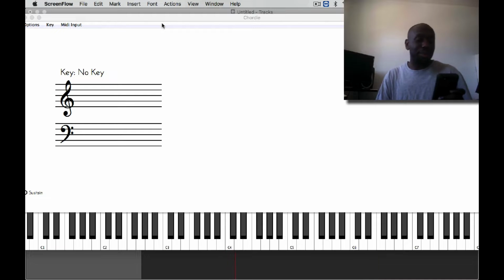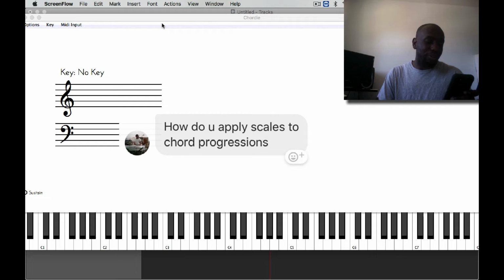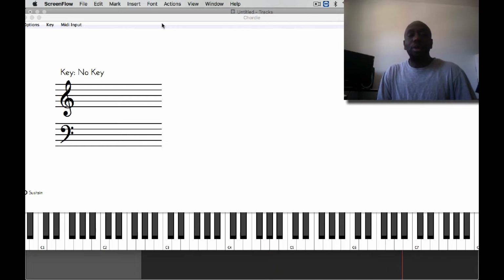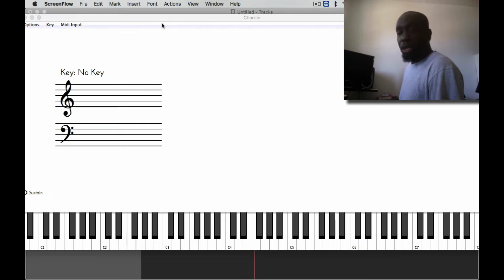So the first question comes from Dante McNeely, and he asks, how do you apply scales to chord progressions? The way that you apply scales to chord progressions is having the understanding that chords come from scales. Okay, so let's start with the C major scale since that's the easiest. So C major has C, D, E, F, G, A, B, C.